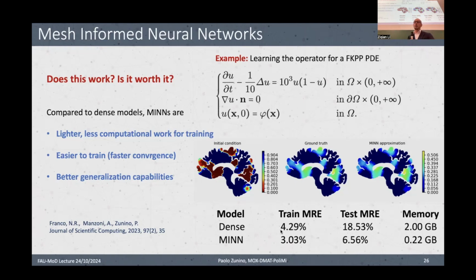We see that with the use of the mesh-informed neural network instead of the classical dense one, we were able to reduce the error and significantly reduce the memory consumption to represent, to store this information into a code.